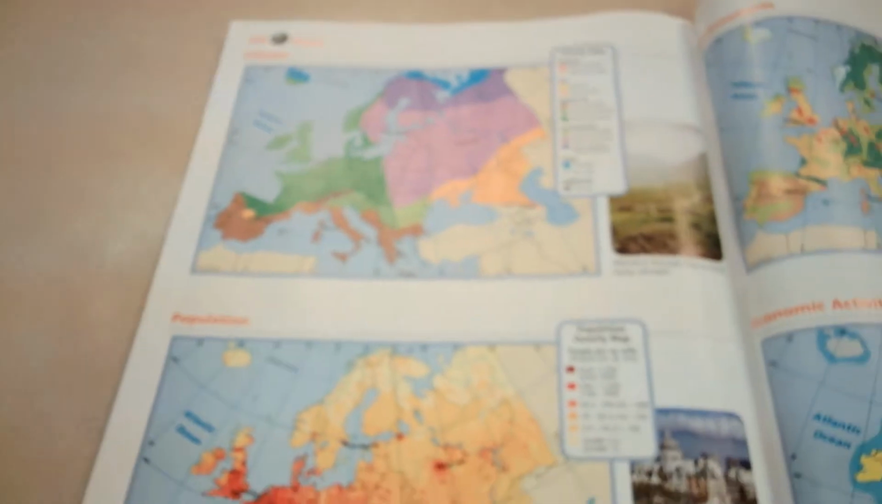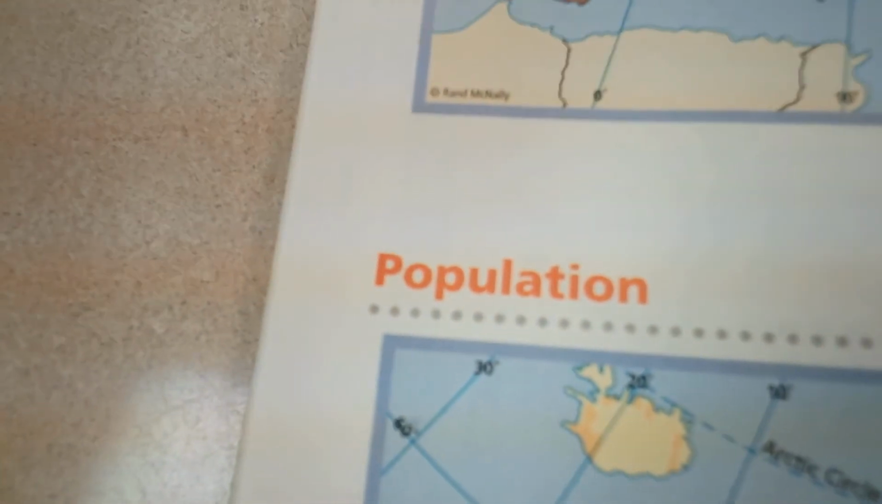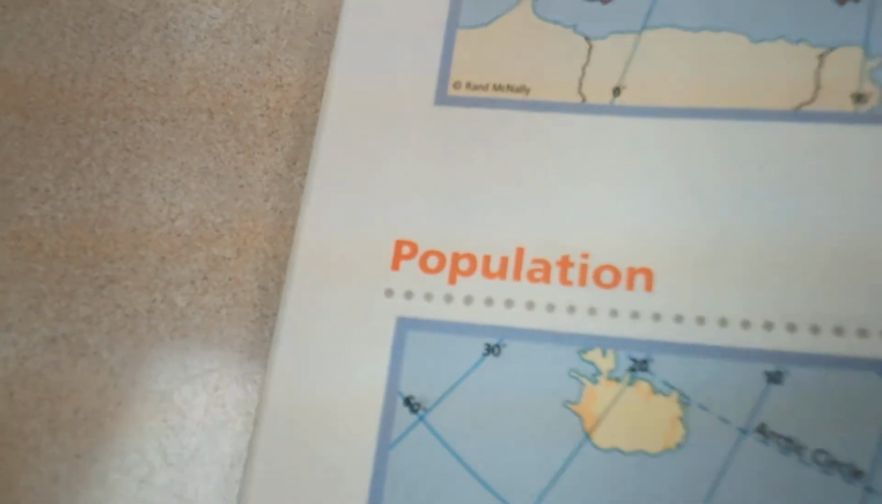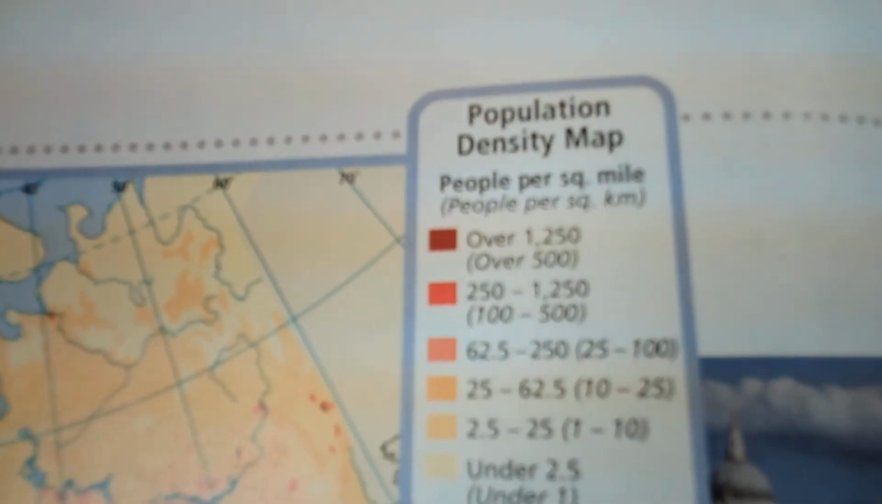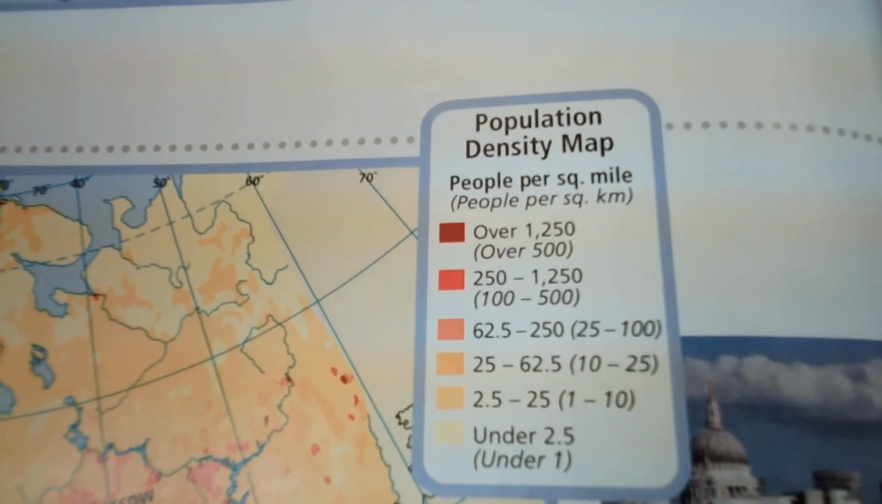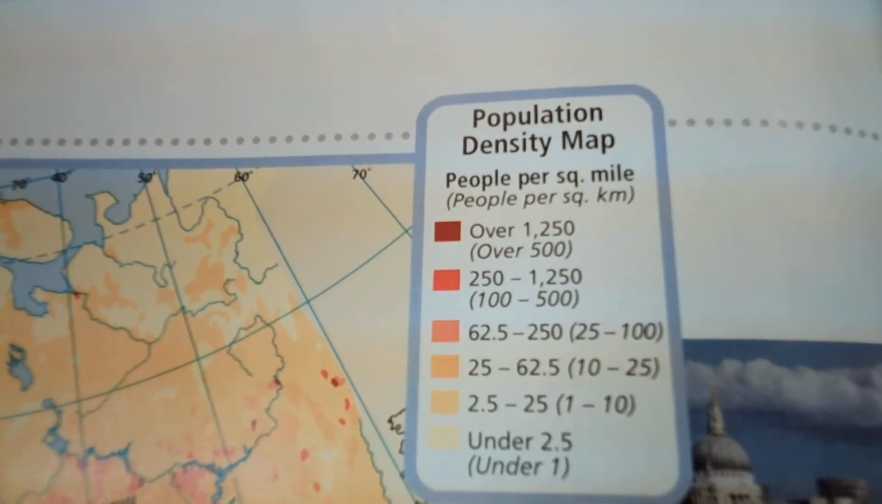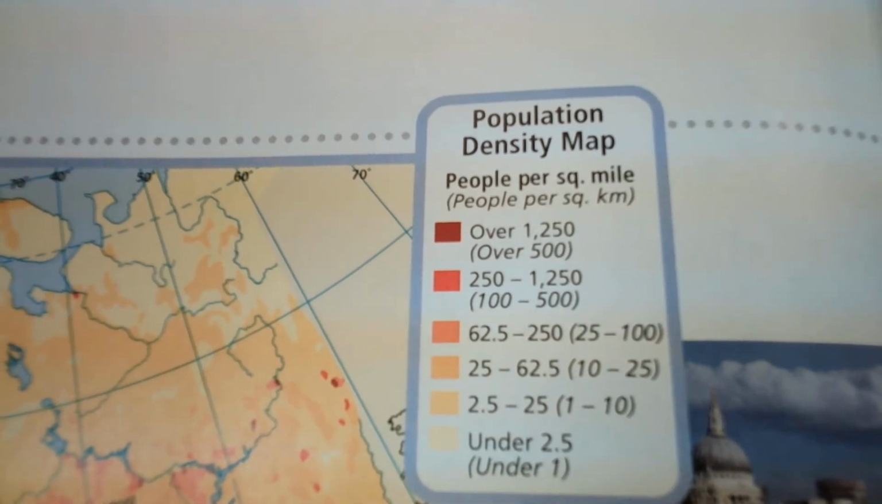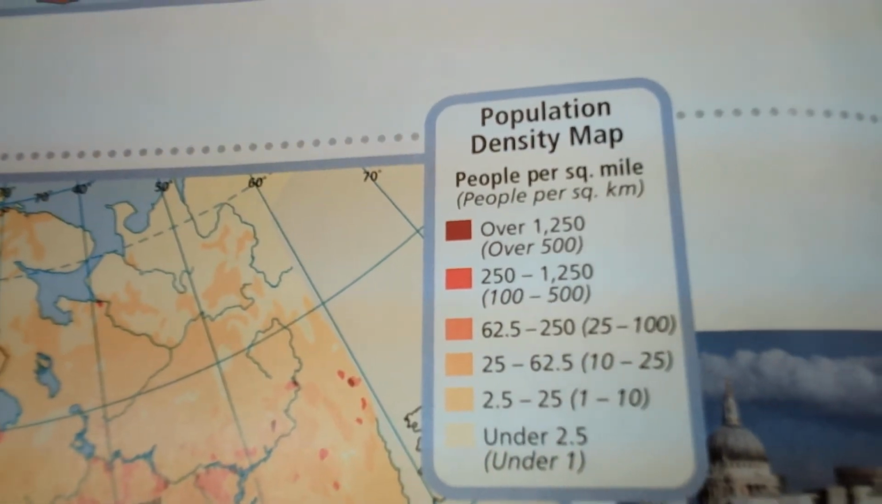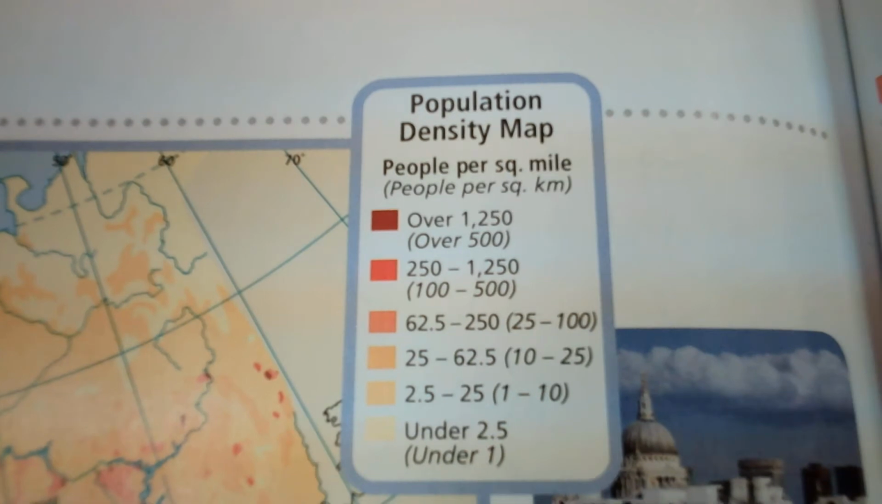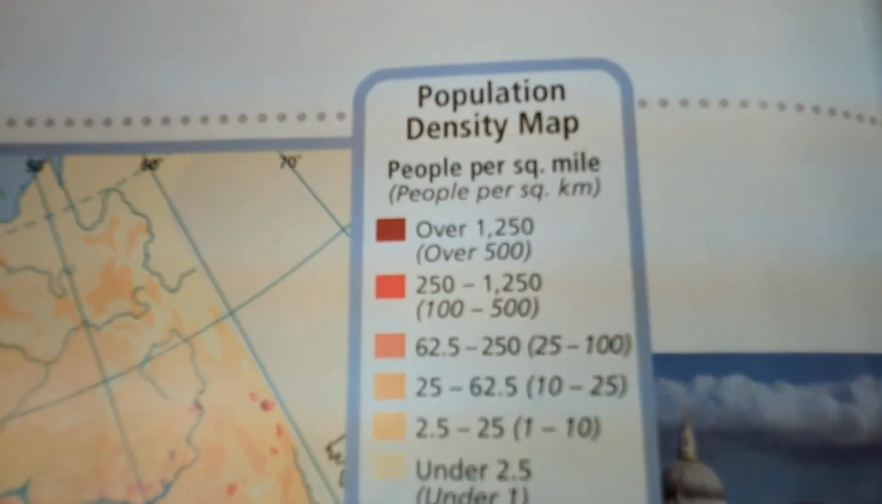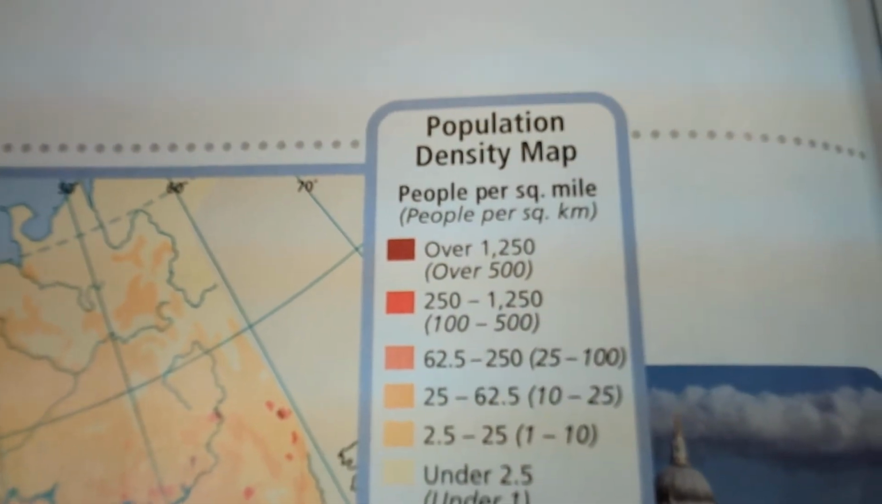All right, let's go to population. So here's our population map. We always look at our map key. Oh, awesome. Again, we use the English system, so we will not look at the numbers in parentheses. We'll use the numbers that are above the parentheses.